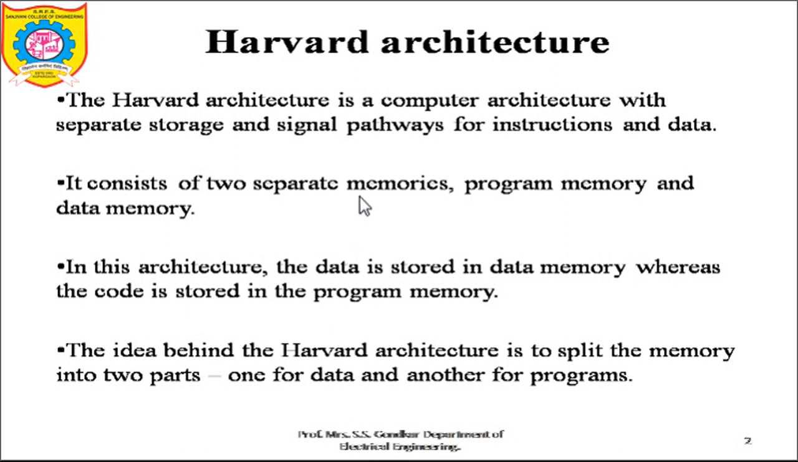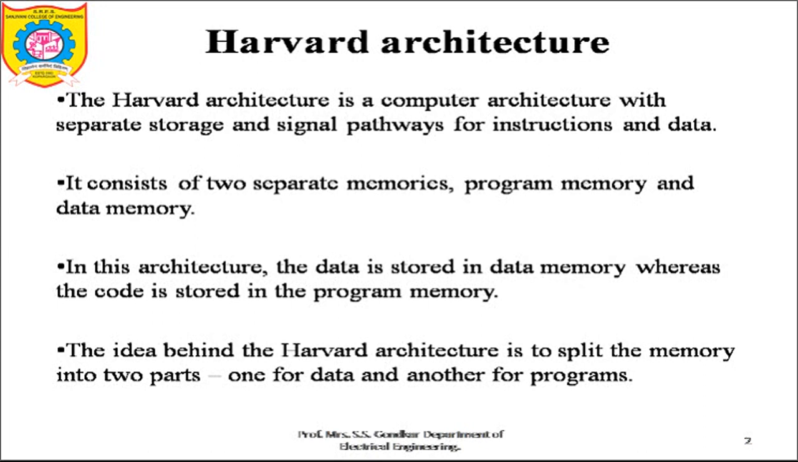The Harvard architecture is a computer architecture with separate storage and signal pathways for instructions and data. Separate pathways means separate buses will be used to transfer the code and the data. So it consists of two separate memories, that is the program memory and the data memory. In this architecture, the data is stored in the data memory, whereas the code is stored in the program memory.